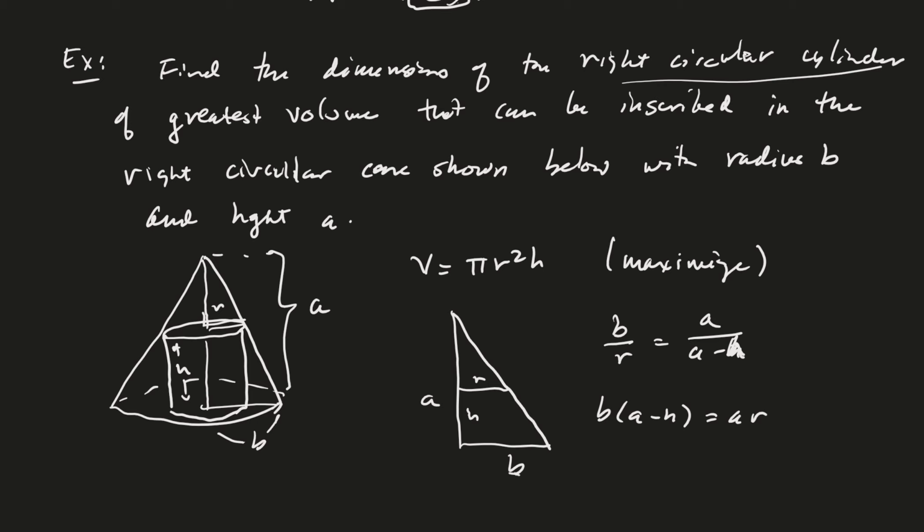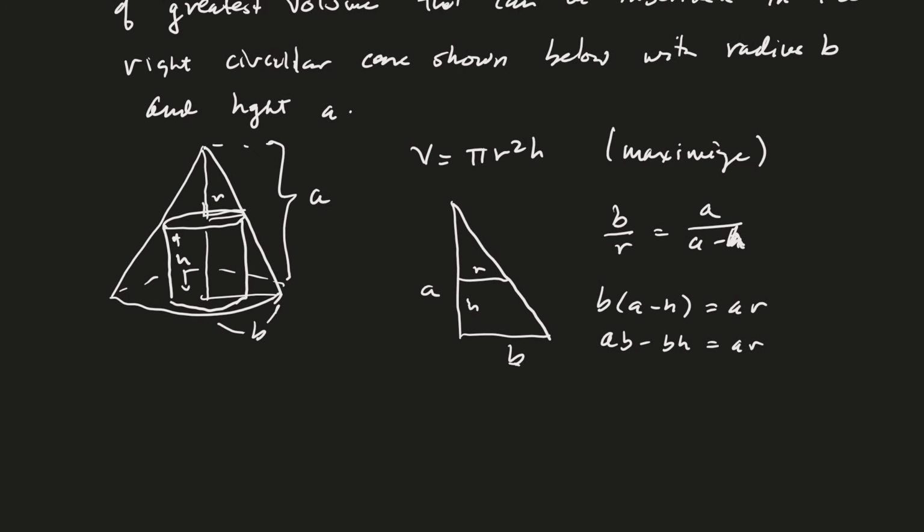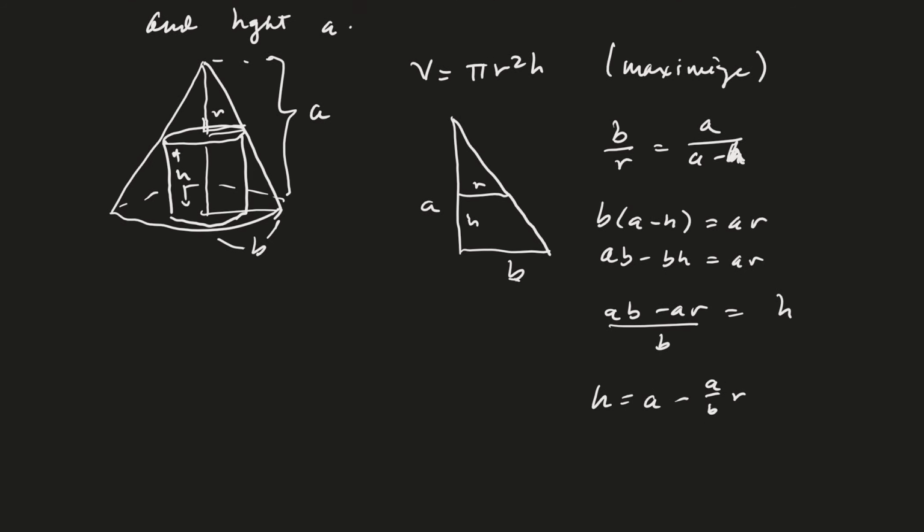So let's see. So that's ab minus bh equals ar. So therefore, ab minus ar is equal to bh. And so h is equal to, divide everything by b. Good. Or let me rewrite that as a minus a over b times r. Right? And so now we see what we need to do.